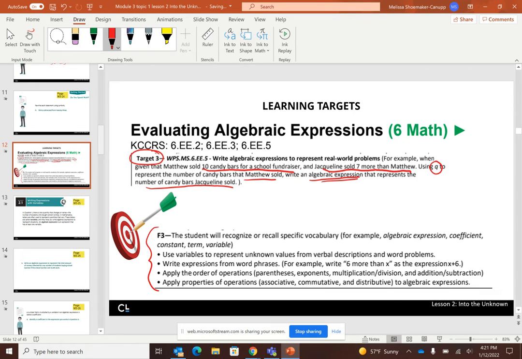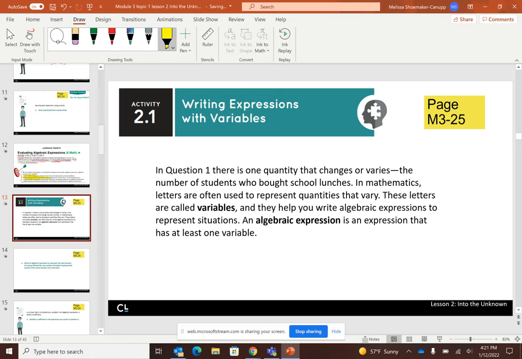Once again, we're building these foundational skills down here. We already learned the order of operations, but we need to practice writing the expressions from words and using variables. Okay, so let's move on and practice those things. First, we have to know what they are. So on page M325, we are writing, what are variables?